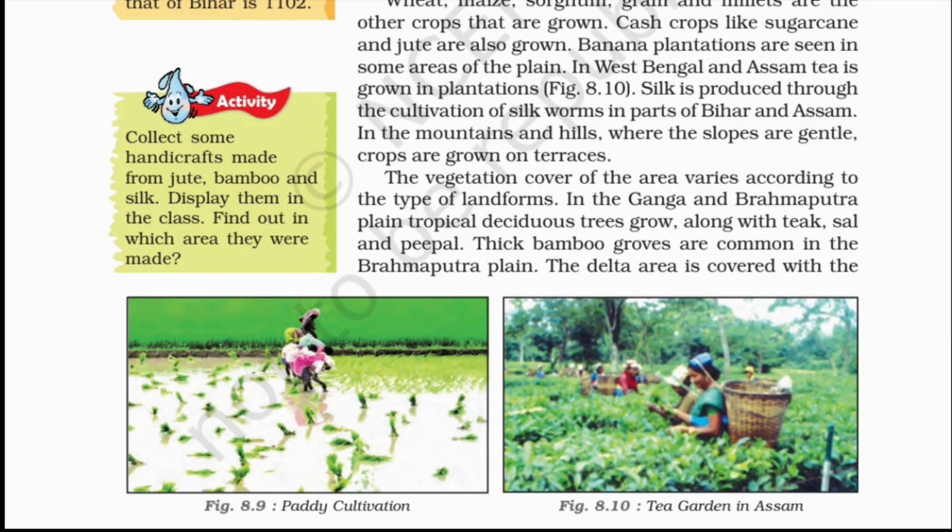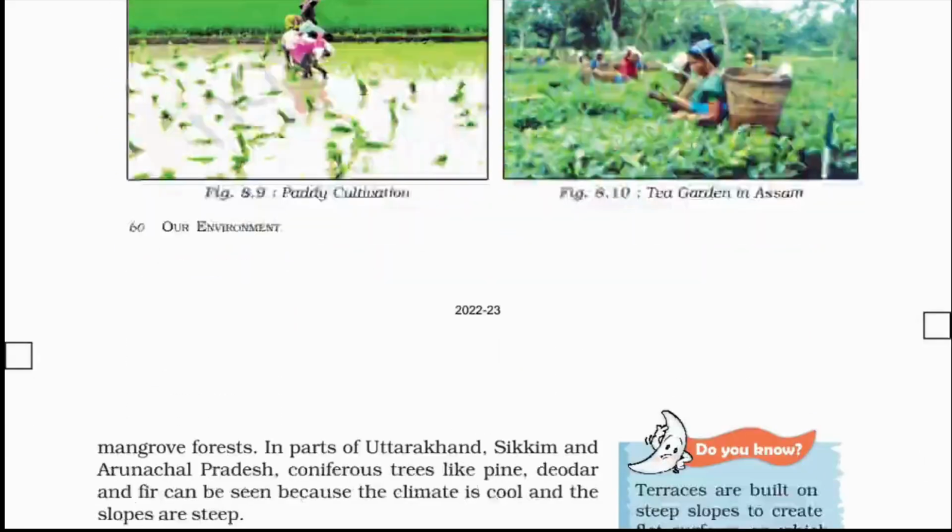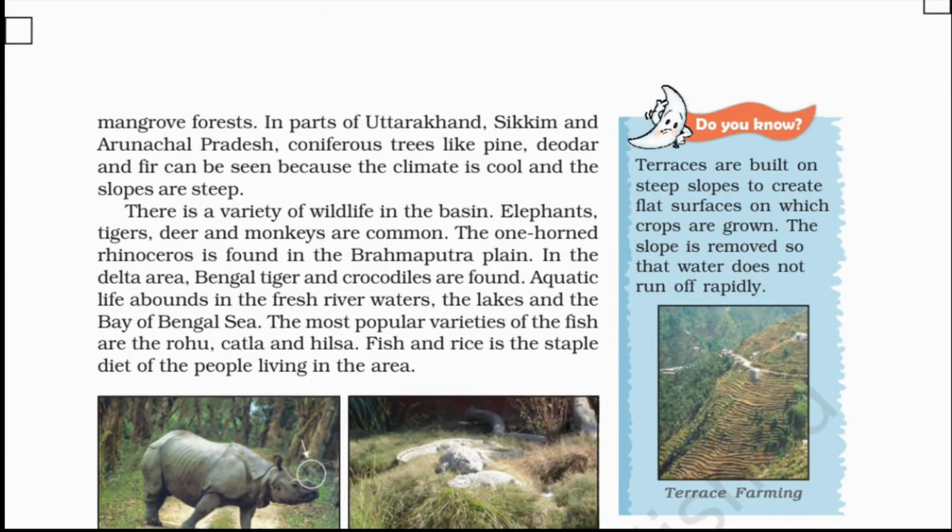The vegetation cover of the area varies according to the type of landforms. In the Ganga and Brahmaputra plain, tropical deciduous trees grow along with teak, sal and peepal. Thick bamboo groves are common in the Brahmaputra plain. The delta area is covered with mangrove forests. In parts of Uttarakhand, Sikkim and Arunachal Pradesh, coniferous trees like pine, deodar and fir can be seen because the climate is cool and the slopes are steep.